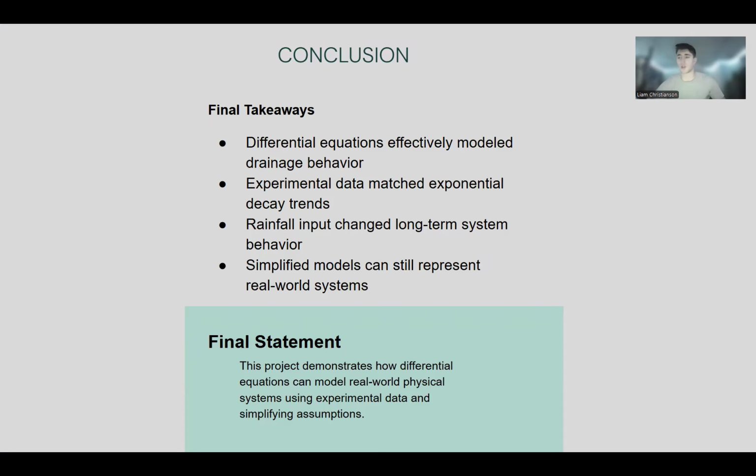And then moving on to the conclusion, overall, this project was a lot of fun, and it demonstrated that differential equations can successfully model real-world drainage systems. Even with the simplified assumptions and discrete measurements, the models closely match the experimental data that I used. This project showed how mathematical modeling can be used to get a better understanding of physical systems and environmental processes.